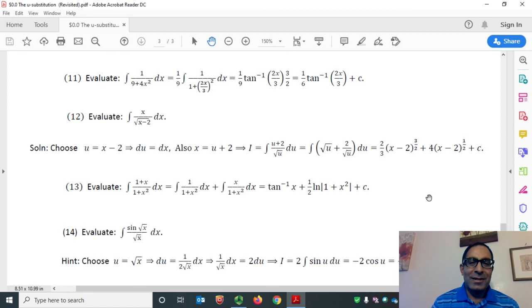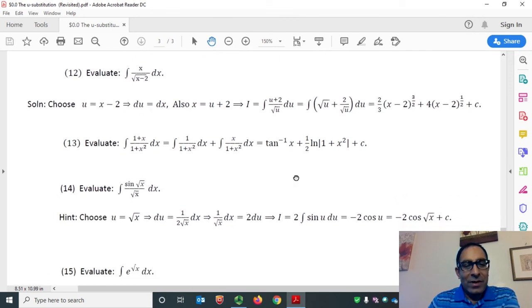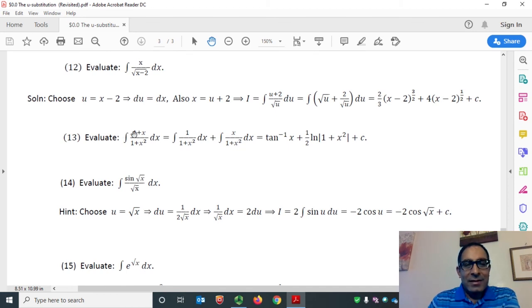I hope this computation makes sense to you all. Great. Let's do example 13. Evaluate the integration of 1 plus x over 1 plus x square. So here is another trick. We can distribute the denominator, then rewrite the given integral equals the integral of 1 over 1 plus x square plus the integral of x over 1 plus x square.